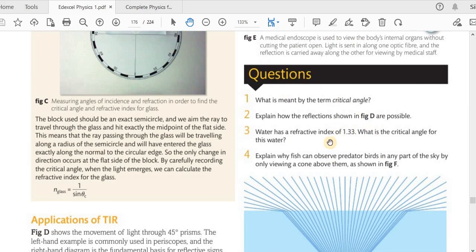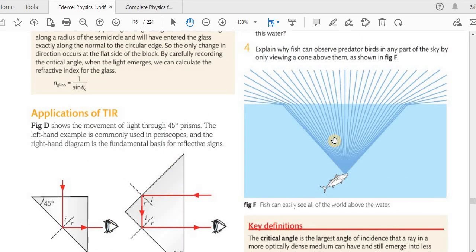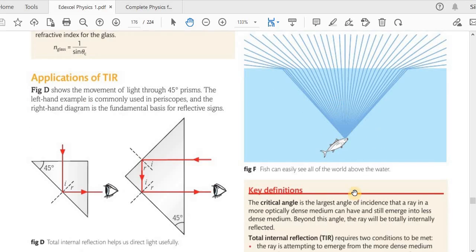Make sure you answer all these questions, and the definitions are also very important. In the exam paper they can ask you to write what is critical angle, what is total internal reflection, what is the angle of incidence, what is the angle of reflection, what is the angle of refraction, what is the incident ray, what is the normal, what is the refracted ray, what is the reflected ray. So you have to be familiar with all these applications or uses of total internal reflection.